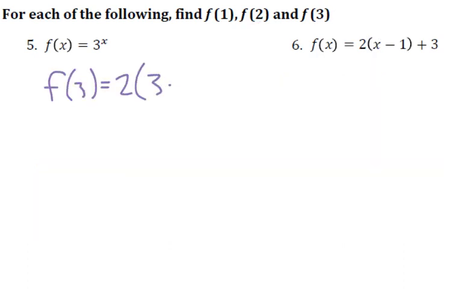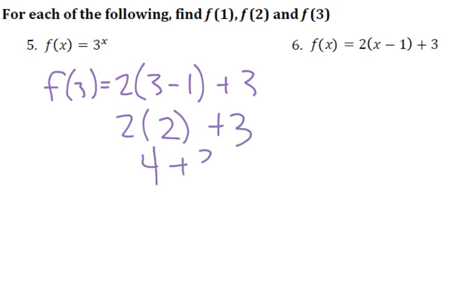So once again, in that x, we put a 3 instead. 3 minus 1 is 2. 2 times 2 is 4. 4 plus 3 gives us 7. And that's our output when our input is 3.